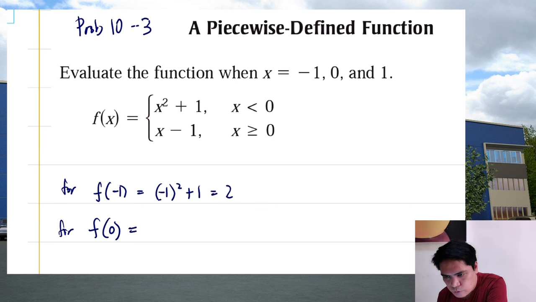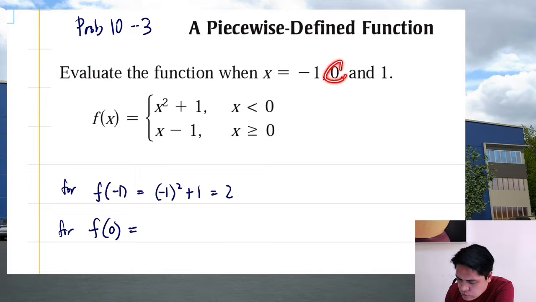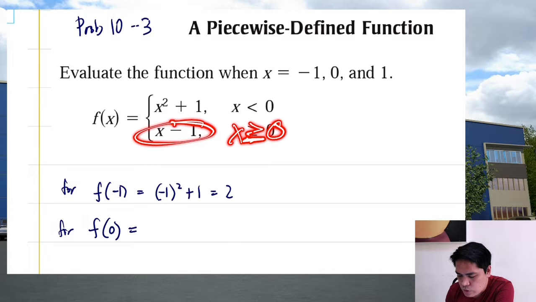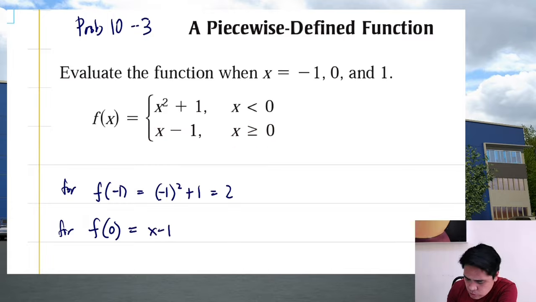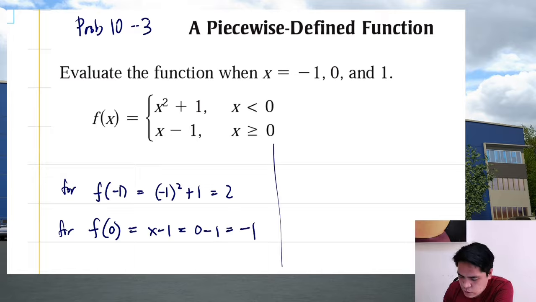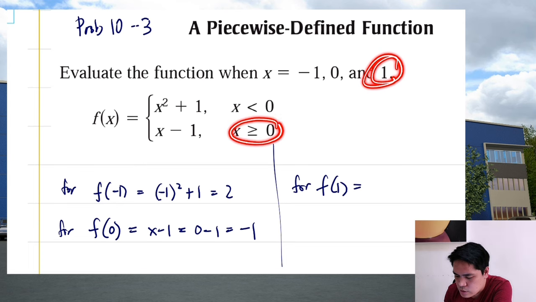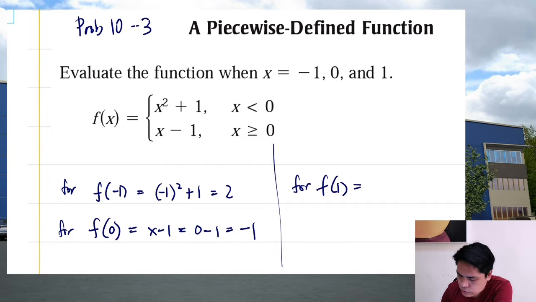Next is for f of 0. Since x is equal to 0, ito yung gagamitin natin condition because if x is greater than or equal to 0, we use this. So, therefore, we just use x minus 1 or 0 minus 1. So, the answer is negative 1. Then, for f of 1, again, 1 is greater than 0. So, we'll use this. That would be 1 minus 1. The result is 0.